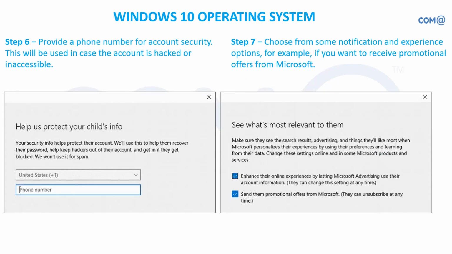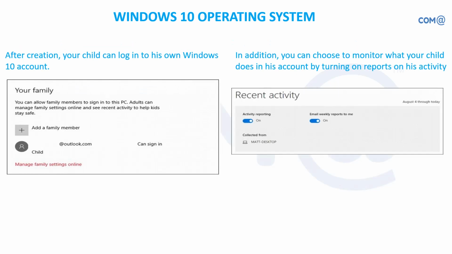So you can provide a phone number, required details, and see, the important thing you wanted to do is they are giving two options. Enhance their online experience by letting Microsoft advertising use their account information. And second one is send them promotional offers from Microsoft. So I don't think both the things are required. Maybe first thing is required, not the second one. So you can remove that option and you can proceed.